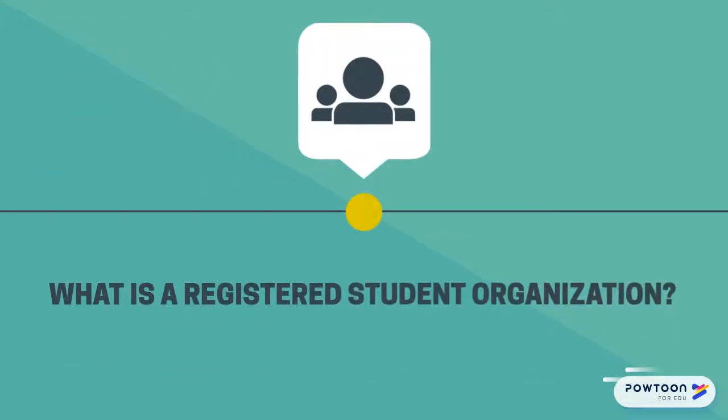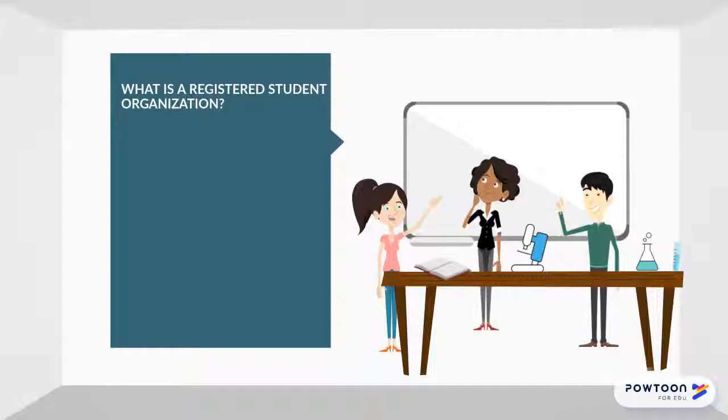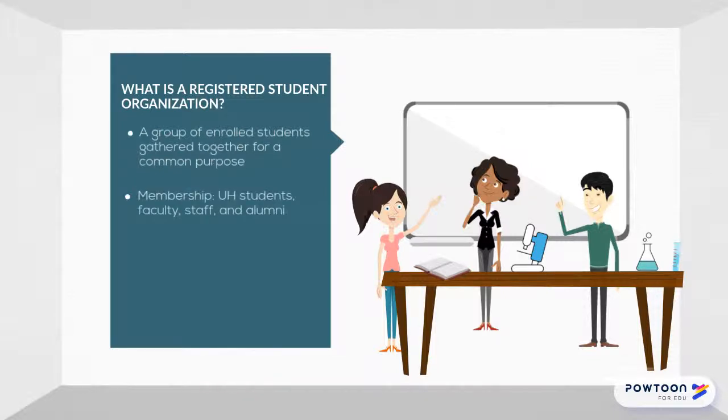Let's start by going over the definition of a registered student organization. A registered student organization is a group of enrolled students gathered together for a common purpose. Membership for RSOs is limited to UH students, faculty, staff, and alumni, and officer positions are limited to UH students. Only 3 students are needed to start and maintain an organization.